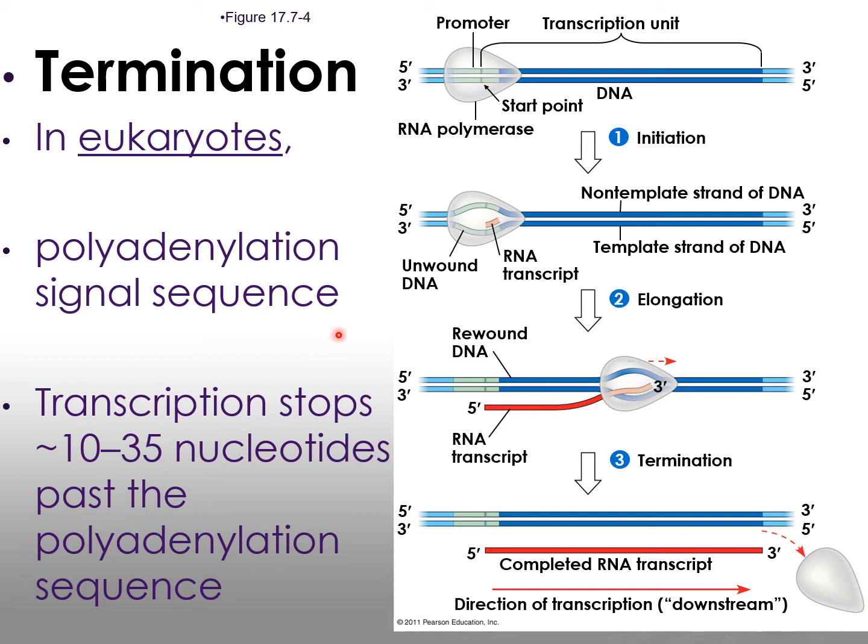So the polyadenylation signal sequence signifies that the transcription unit is coming to an end and that the polyadenylation sequence is approaching, and that the RNA polymerase will eventually release the transcribed RNA about 10 to 35 nucleotides after the polyadenylation sequence. And here you can see a completed RNA transcript, and you can see the direction of transcription is going to be from the 5' to the 3' end.